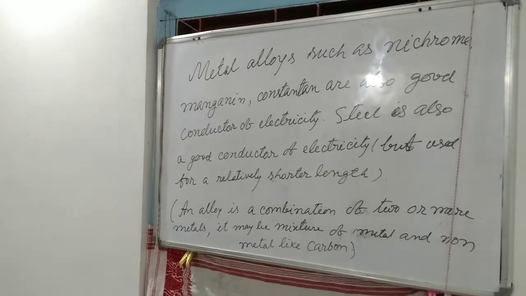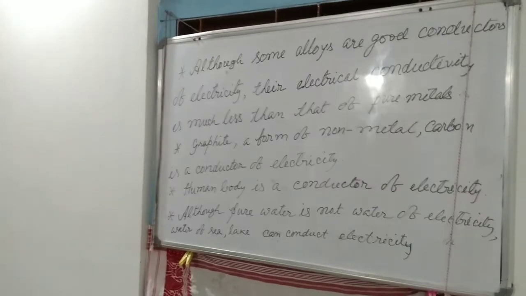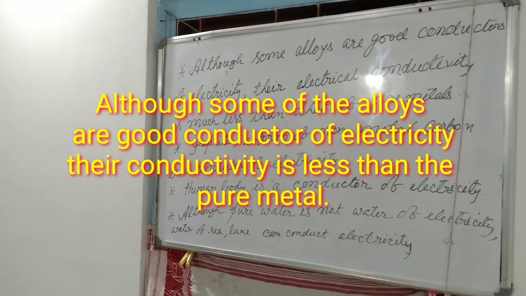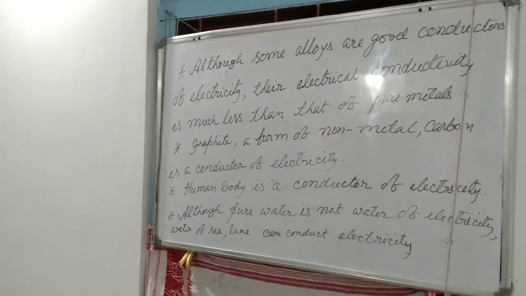You know, an alloy is a combination of two or more metals. It may be a mixture of metal and non-metal like carbon. Although some alloys are good conductors of electricity, their electrical conductivity is much less than that of pure metals. That means when we find the alloy of a particular metal, the alloy can carry electricity, no doubt, but their electrical conductivity is less than that of the pure metal.